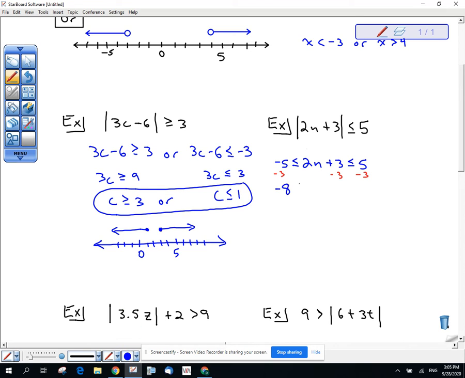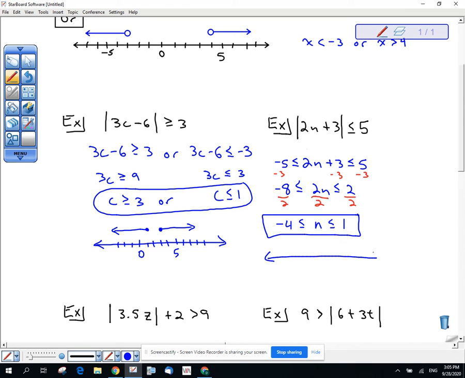This is -8. This is 2n. This is 2. So then you're going to divide all 3 parts by 2, in which case you're going to have -4 less than or equal to n less than or equal to 1. This is your solution. This is the and situation.